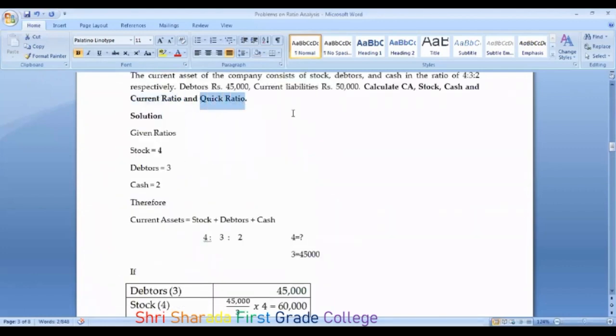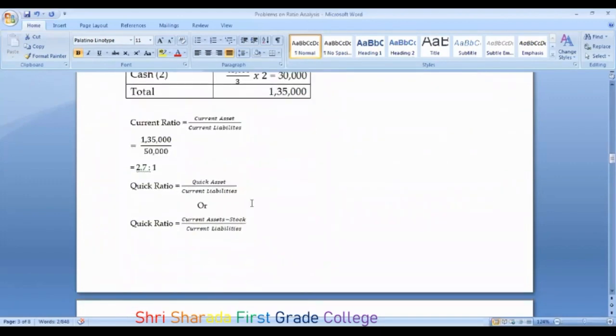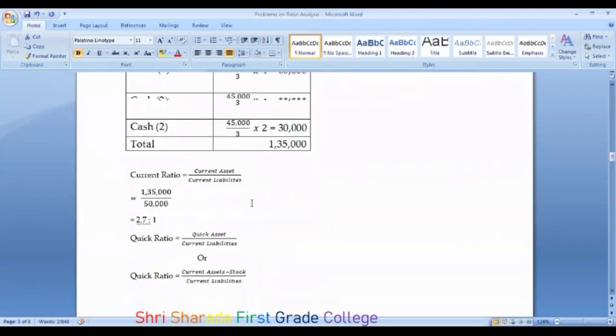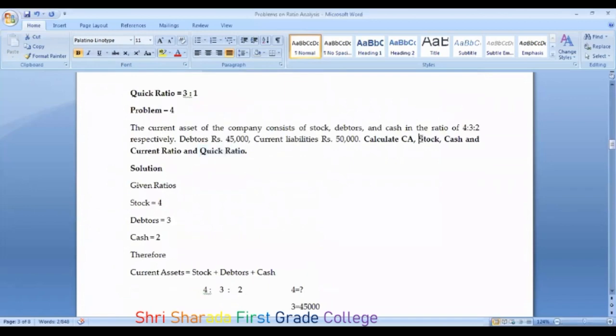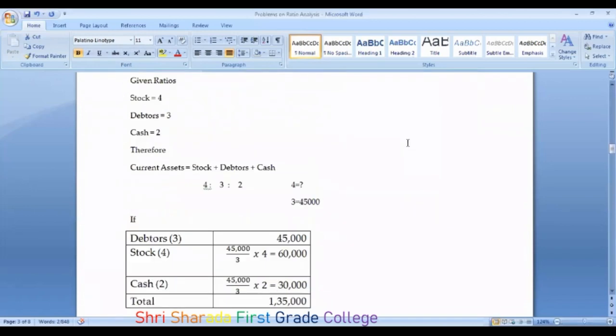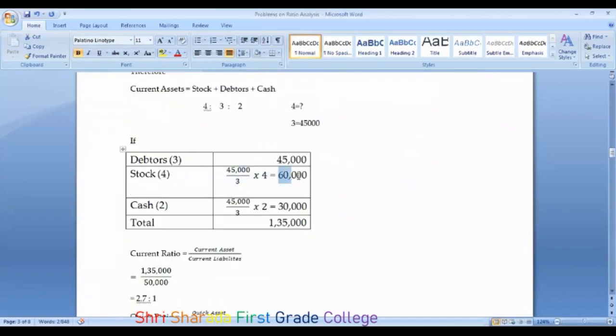So quick ratio includes what? Quick assets divided by current liability. You know the current liability already. Now you have to find out the stock first. What is the stock? Because the stock you have already computed. So what is the stock here? 60,000.